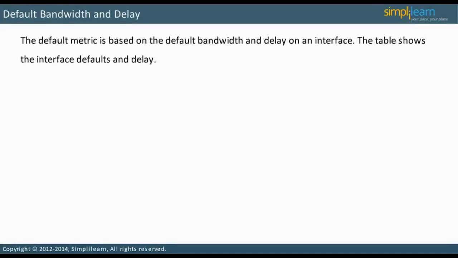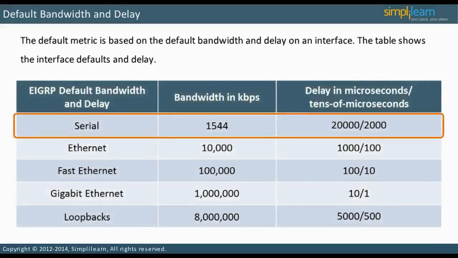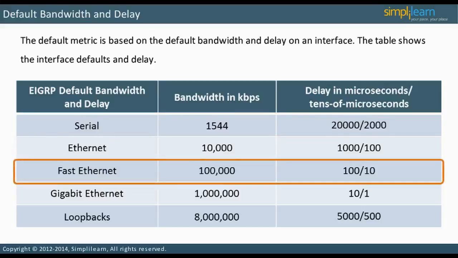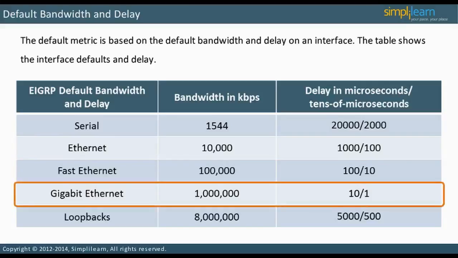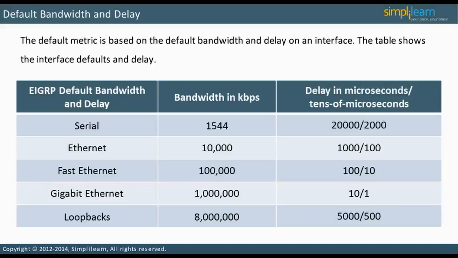It was seen that the default metric is based on the bandwidth and delay on an interface. The interface defaults with delay in tens of microseconds are shown in the table on the slide. A serial interface has a default bandwidth of 1544 with a delay of 2000. For Ethernet, bandwidth is 10,000 and delay is 100. For fast Ethernet, bandwidth is 100,000 and delay is 10. For gigabit Ethernet, bandwidth is 1 million and delay is 1. For a loopback, bandwidth is 8 million and delay is 500. In the next slide, we will find out how to configure bandwidth and delay.